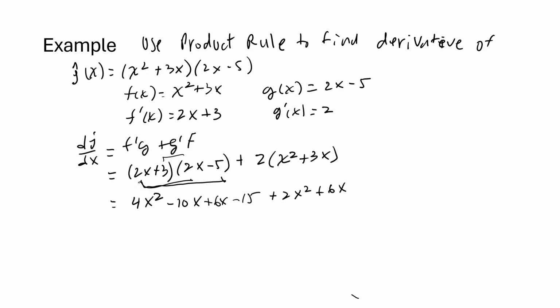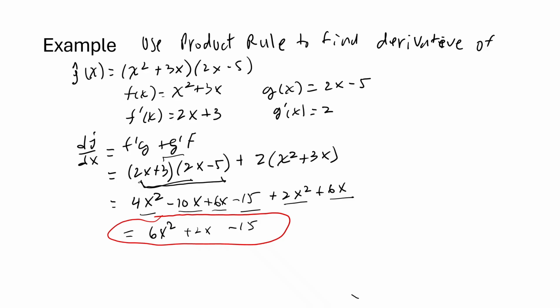Now let's combine like terms. So let's do our x squared terms. We've got those, so that's going to be equal to 6x squared. Now let's combine the x terms. So it's that one, and that one. So it's minus 10 plus 6, so that's minus 4, plus 6, so that's plus 2x. Now the minus 15 is the only term left over. So there is our derivative using the product rule of this function right here.